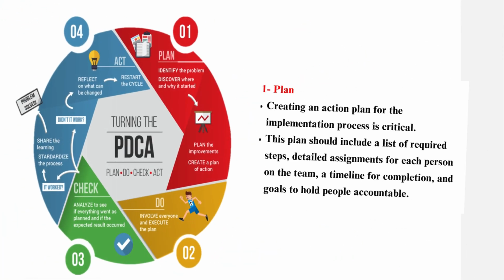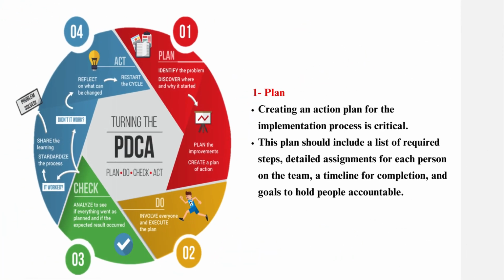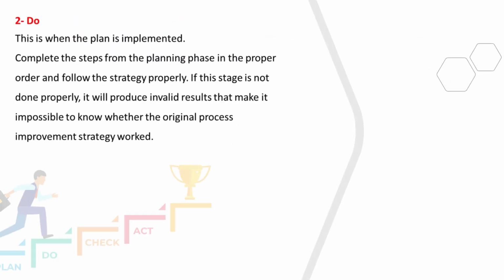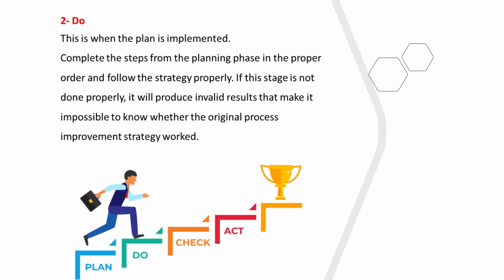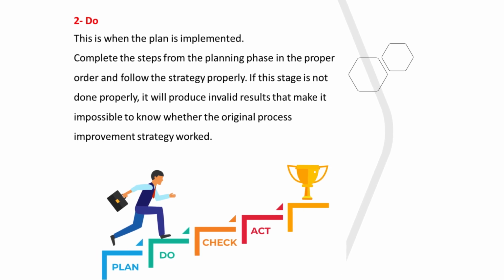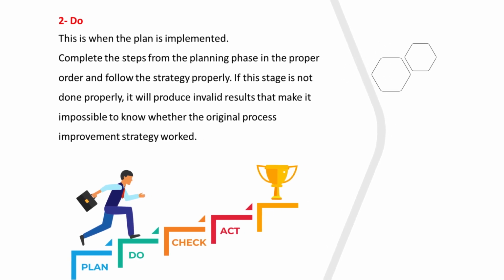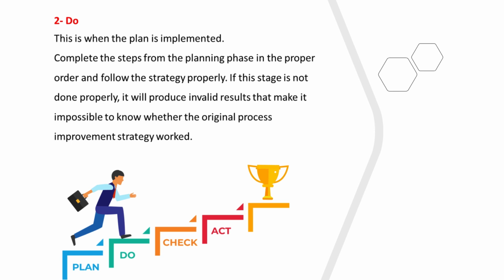In the Plan phase, creating an action plan for the implementation process is critical. And this plan should include a list of required steps, detailed assignments for each person on the team, a timeline for completion, and goals to hold people accountable. Next, the Do phase is when the plan is implemented. Complete the steps from the planning phase in the proper order and follow the strategy properly. If this stage is not done properly, it will produce invalid results that make it impossible to know whether the original process improvement strategy worked.